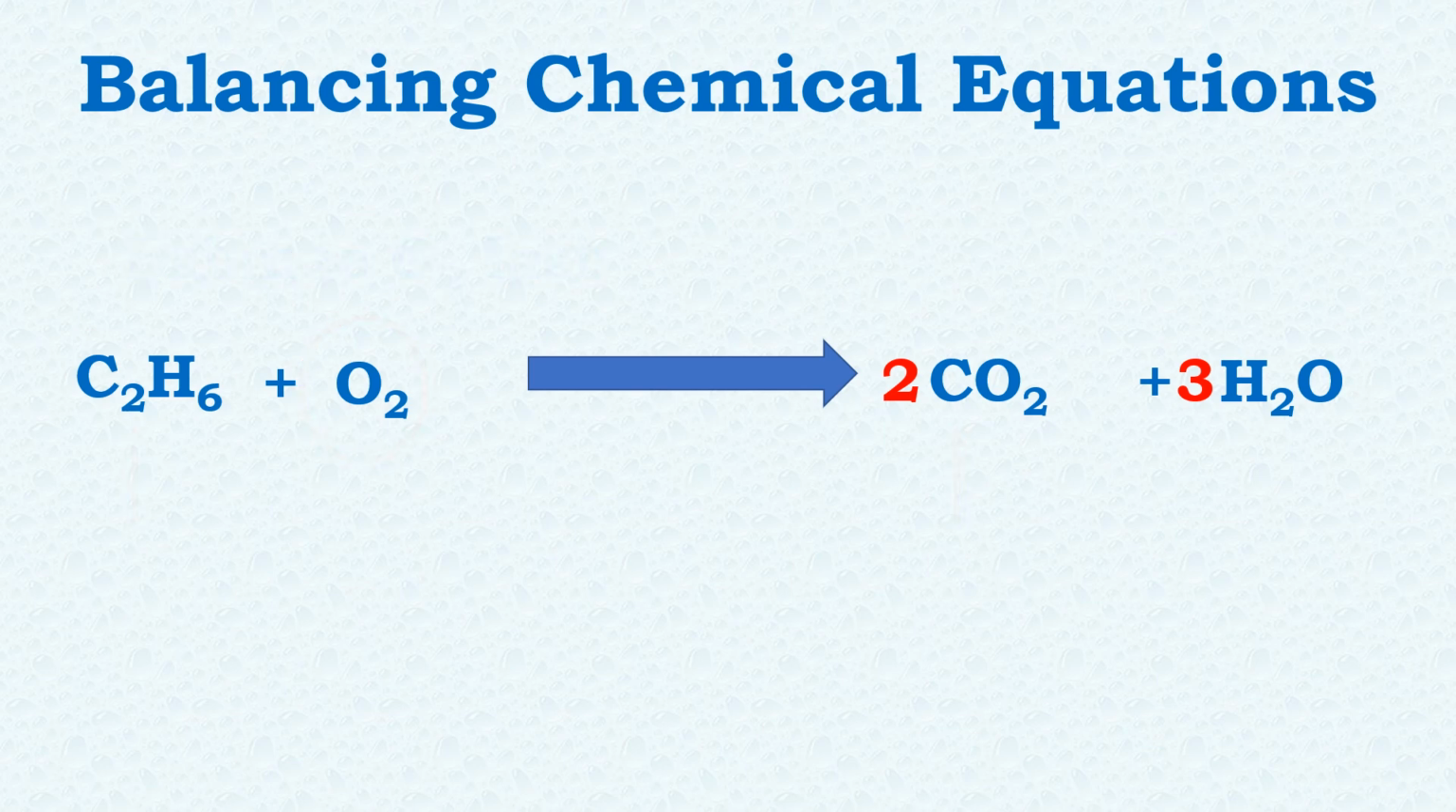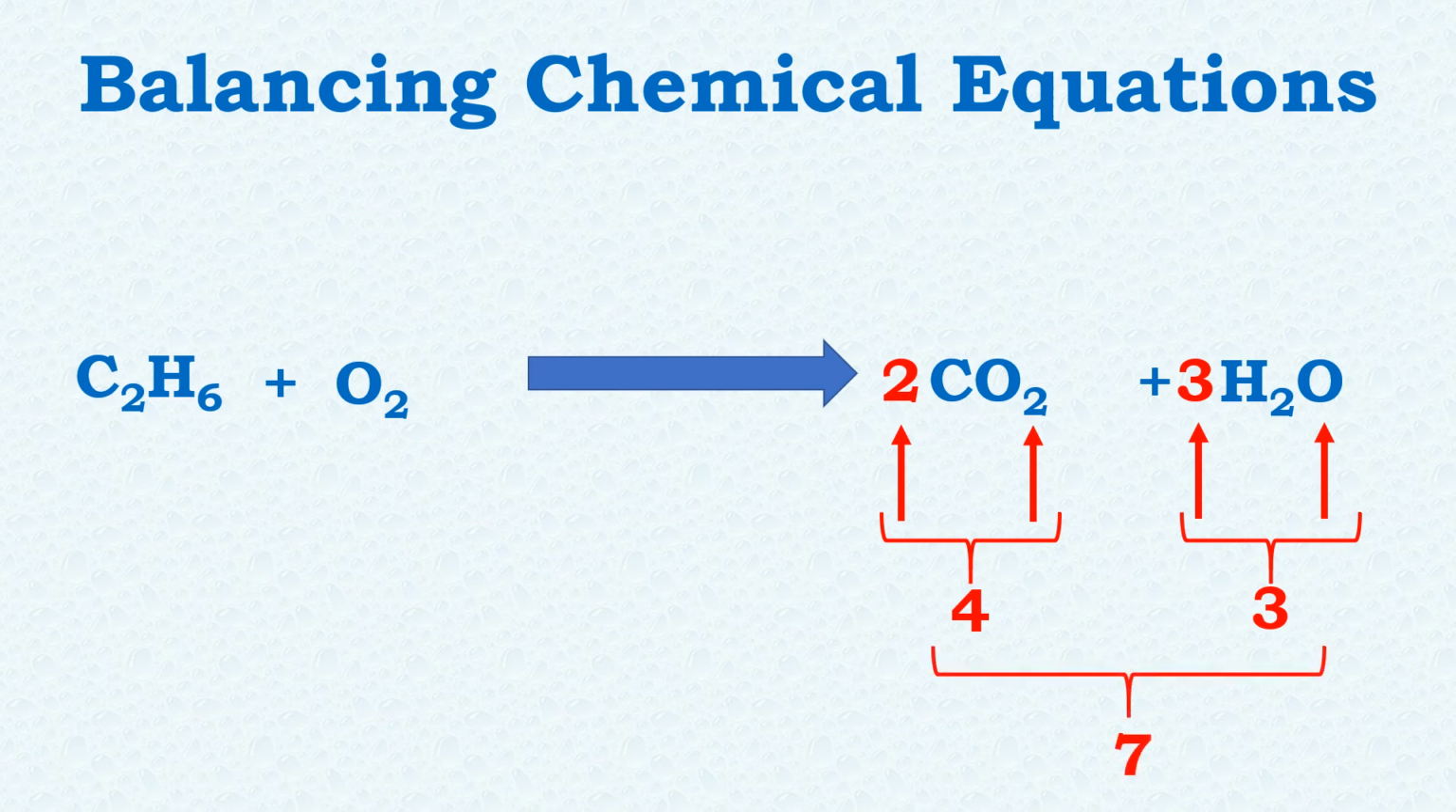Notice on the product side, there are 2 carbon dioxides, each having 2 oxygens. This means that there are 4 oxygens from the CO2. There are 3 waters, each having 1 oxygen. This means there are 3 oxygens from the water. There are 7 oxygens total on the product side. There are 2 oxygens on the reactant side. This is why we save the pure element for the end.